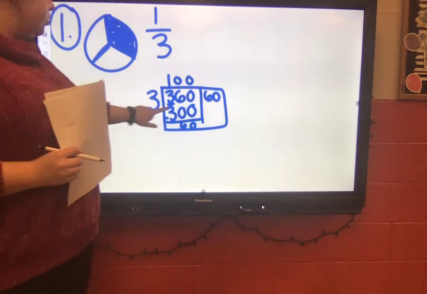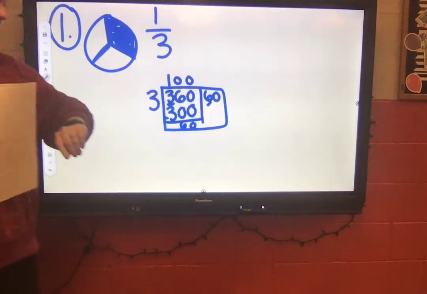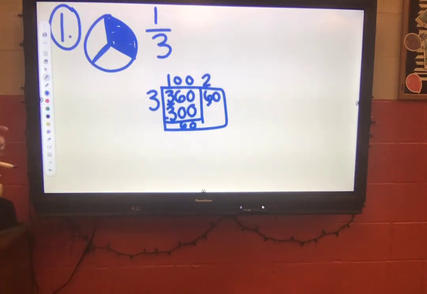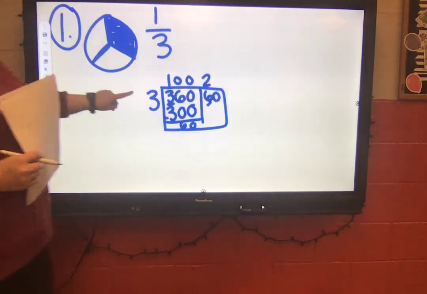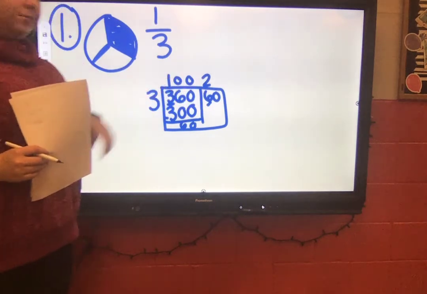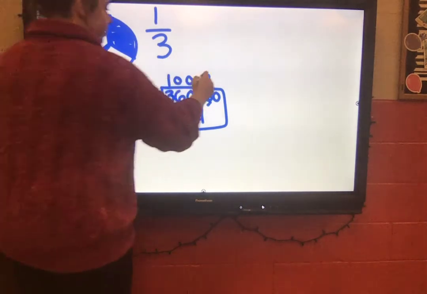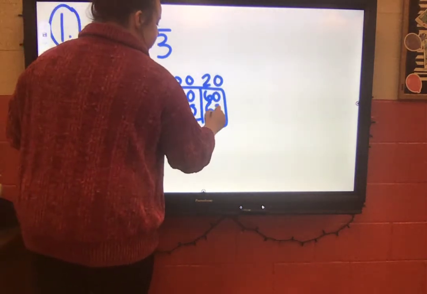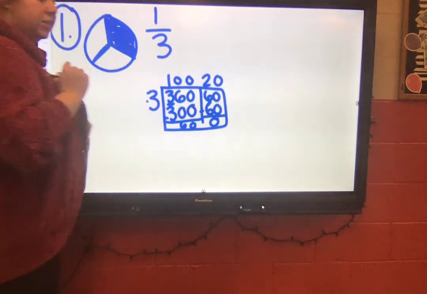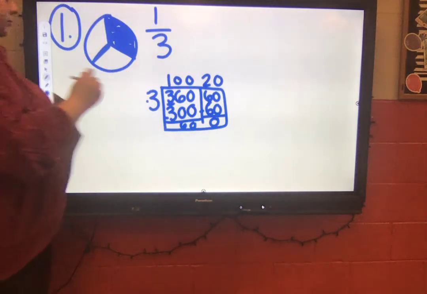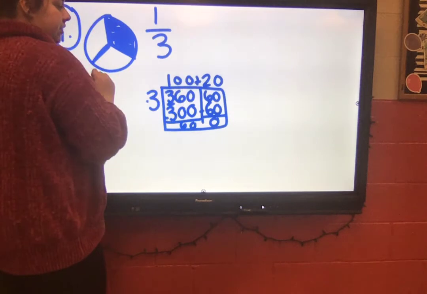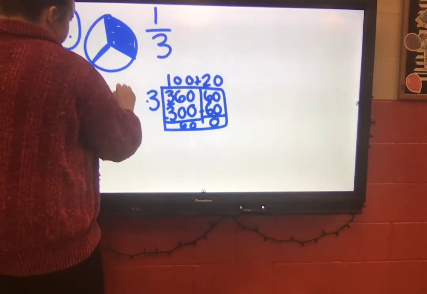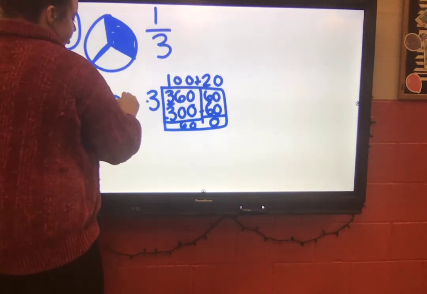Now, how many times will 3 go into 6? 2. And how many times will 3 go into 0? 0. 2 times 3 is 6. 0 times 3 is 0. So now I subtract it and I get 0. So my remainder is 0. But now I need to add my numbers up here together. And that would be 120. So this section right here is 120 degrees.